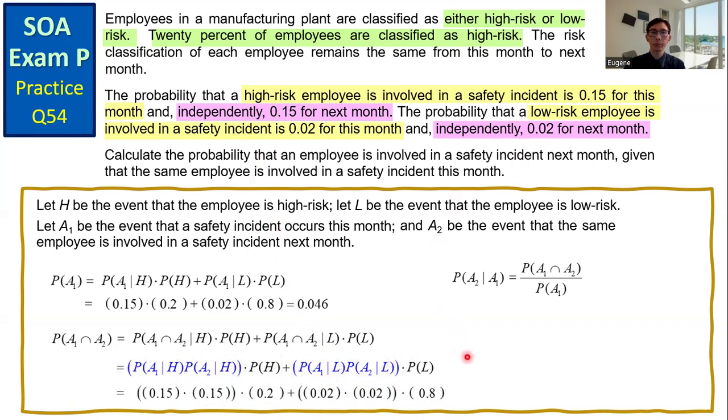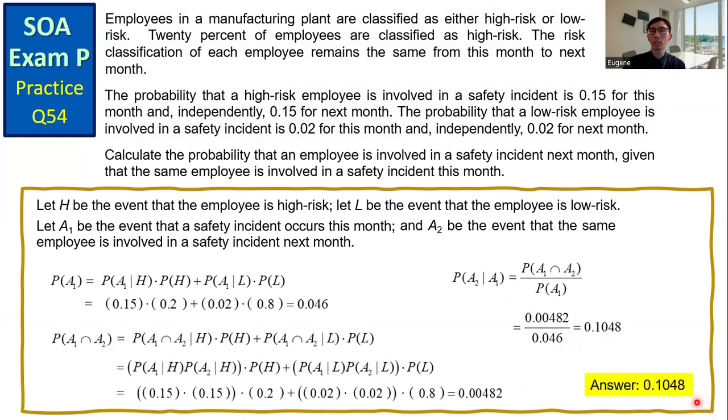Upon calculation, we get the probability of A1 and A2 equals 0.00482. We do the necessary calculation. Upon calculation, we get the desired probability. The probability that an employee is involved in a safety incident next month, given that the same employee is involved in a safety incident this month, is 0.1048.